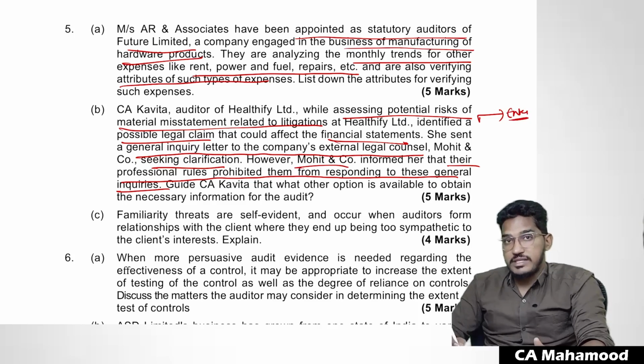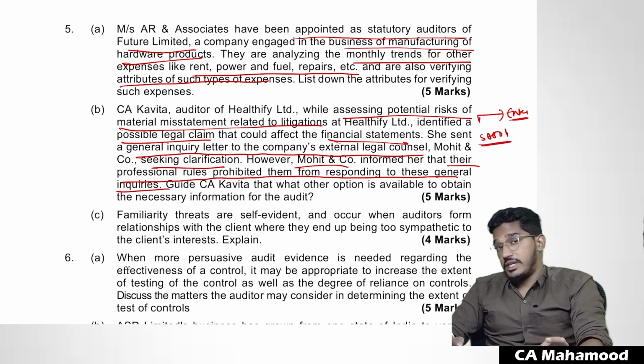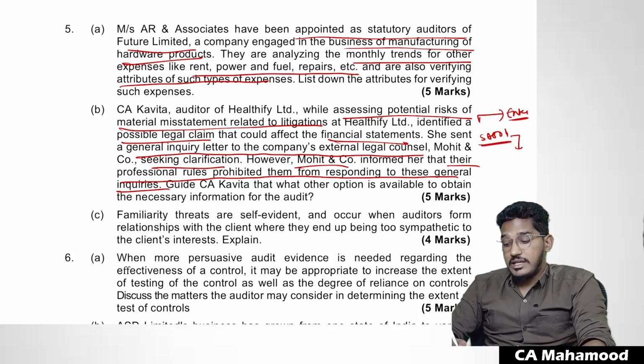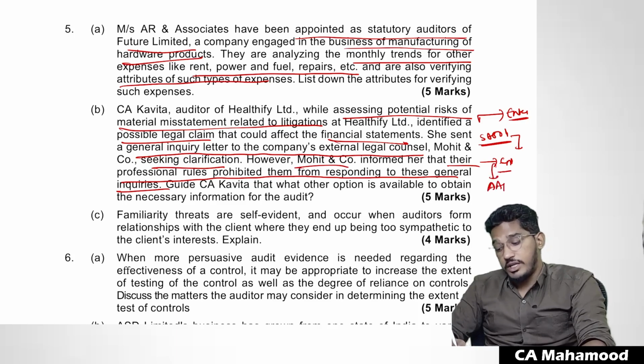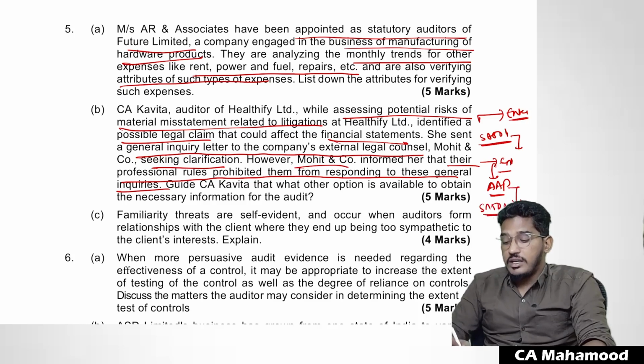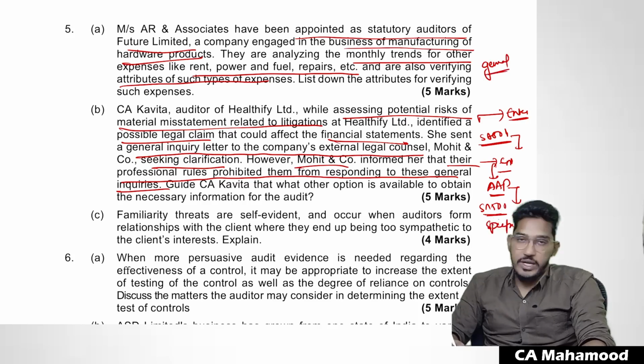In that case, what option is available? So this is related to SA 501, obtaining audit evidence regarding completeness of litigations and claims. There they say that generally we try to get the information by communicating with the entity's external legal counsel. But in case we are unable to get the response from the entity's external legal counsel, then we have to perform alternative audit procedure. And one of the alternative audit procedures which SA 501 says is, if the external legal counsel is prohibited from responding to general inquiry, you can send a letter asking for a specific inquiry.